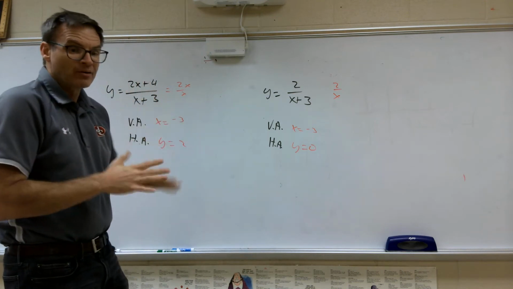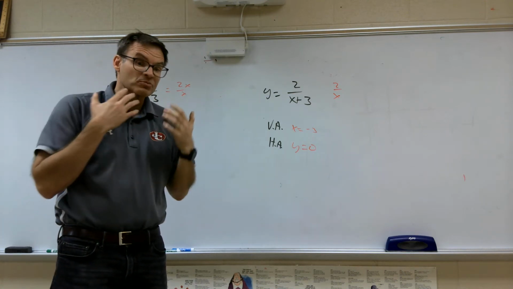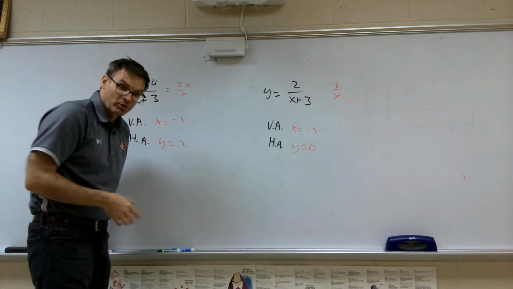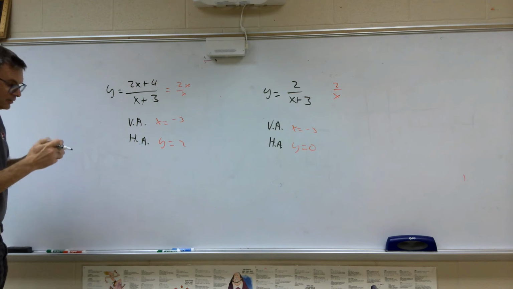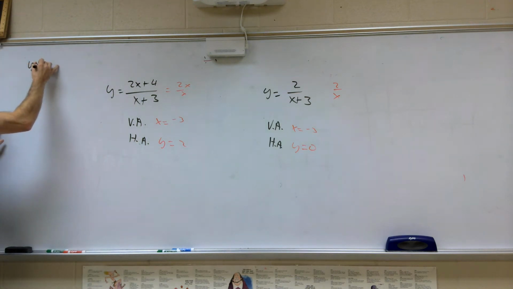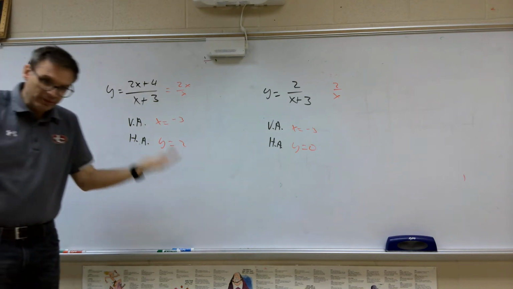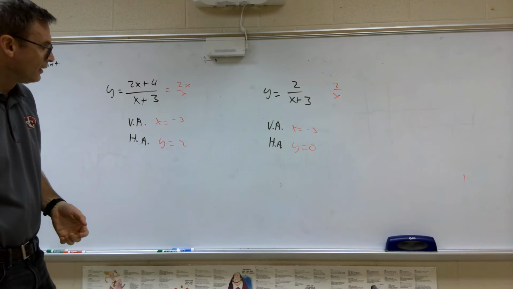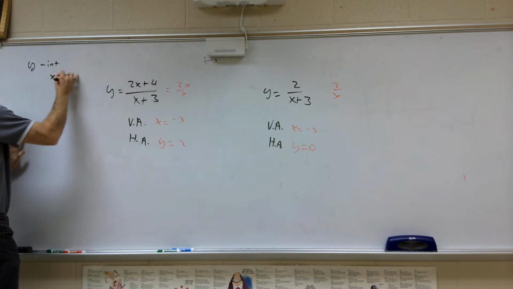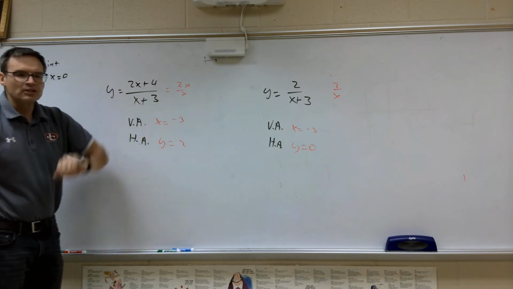So yesterday was about the asymptotes. Today it's about some important points. The first important point, I'm going to write over here, is the y-intercept. Okay, so how do you find the y-intercept? Well, you set x equal to 0.